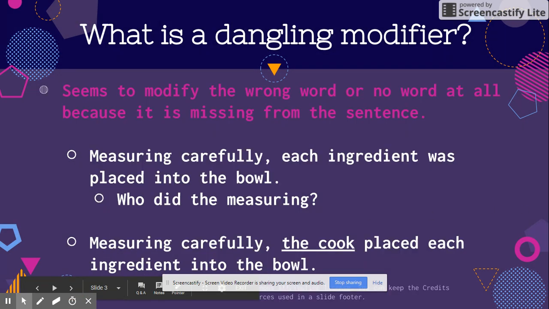Another type of modifier error that you might see or make is a dangling modifier. And this is when a word seems to modify the wrong word, or maybe the word that it's modifying is missing from the sentence completely.